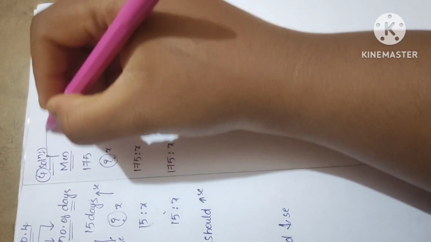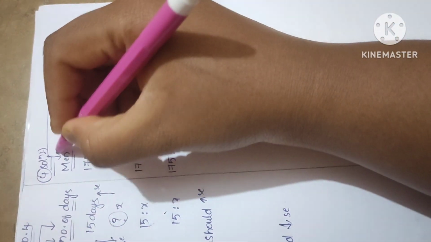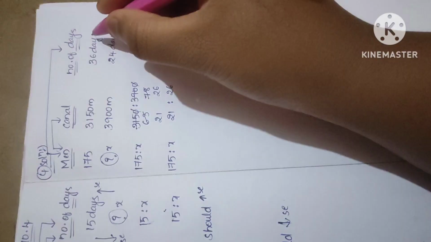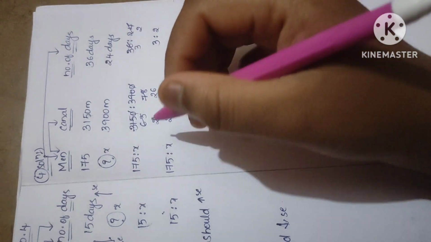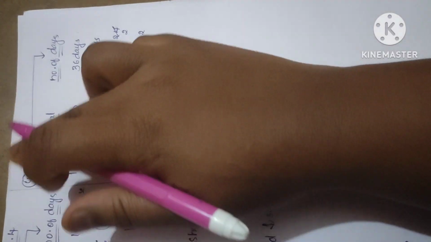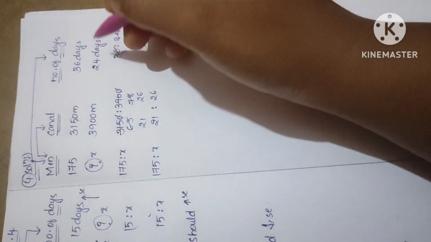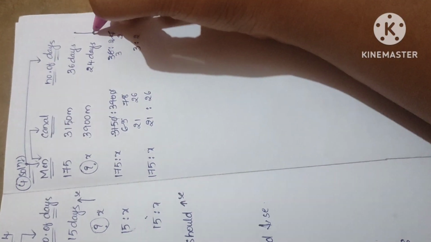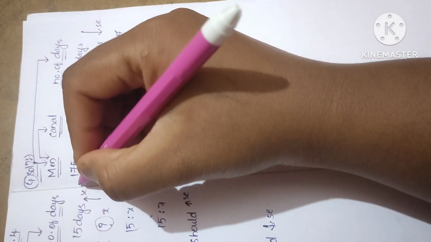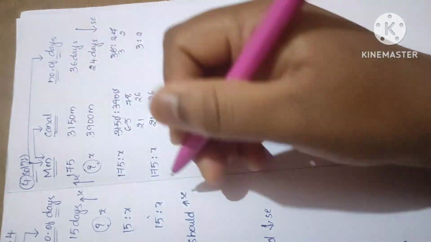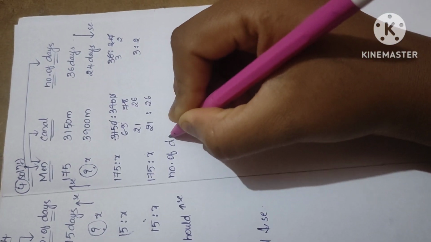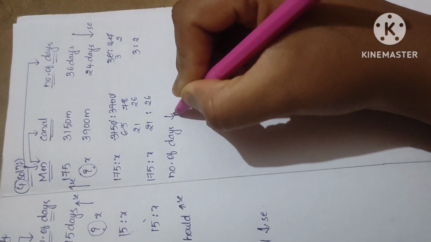In the next step we have to compare these men with the canal quantity and also with the number of days. So first we have to compare with the number of days. If you see here, the number of days decreases from 36 days to 24 days. If the number of days decreases, the number of men should increase. Very good. Let's write the same sentence here. Number of days decrease, so men should increase.